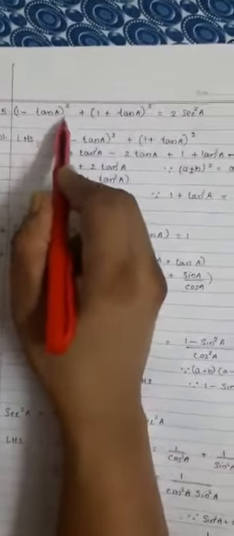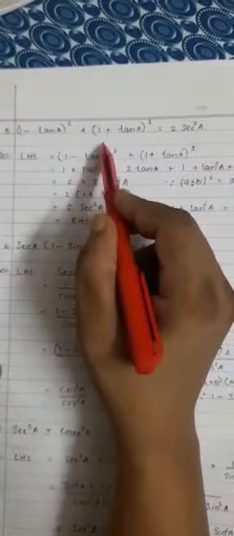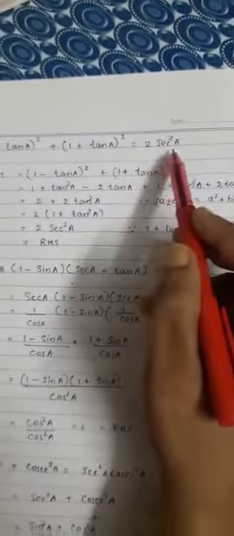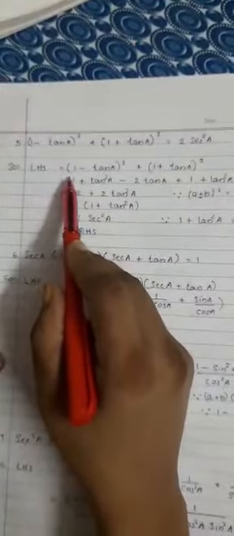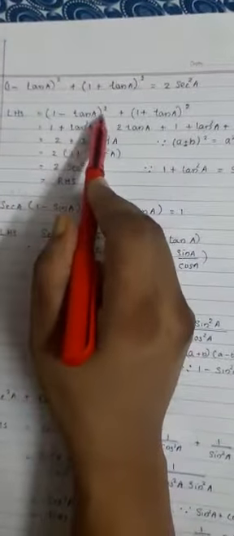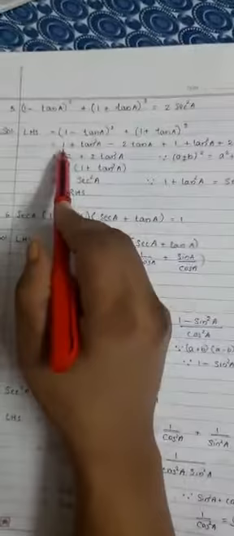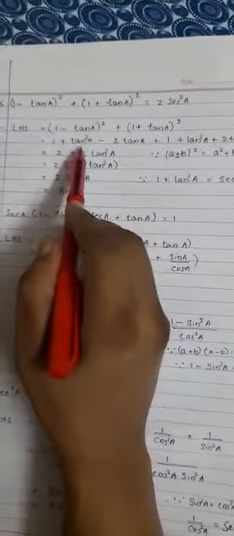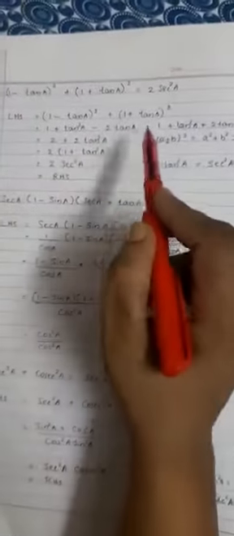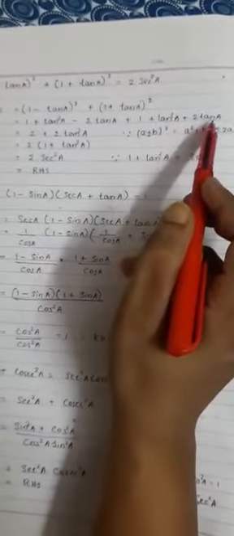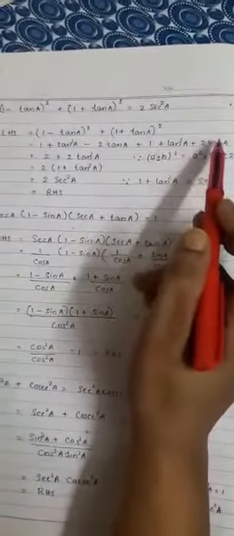1 minus tan A the whole square plus 1 plus tan A the whole square equal to 2 sec square A. LHS equal to 1 minus tan A the whole square plus 1 plus tan A the whole square. Open the identities A plus B the whole square and A minus B the whole square likewise. So this becomes 1 plus tan square A minus 2 tan A plus 1 plus tan square A plus 2 tan A. Minus 2 tan A and plus 2 tan A cancel.